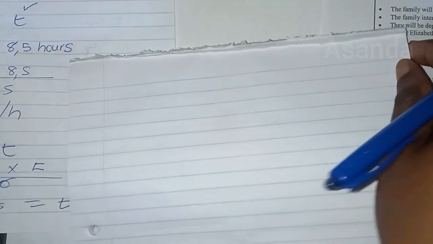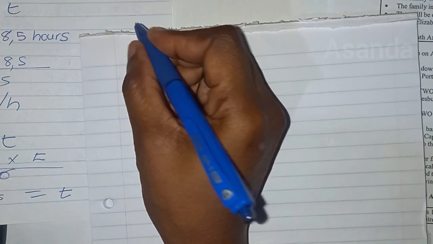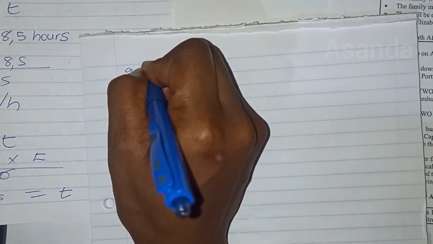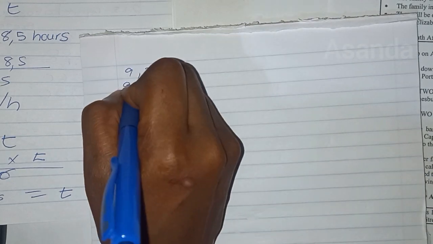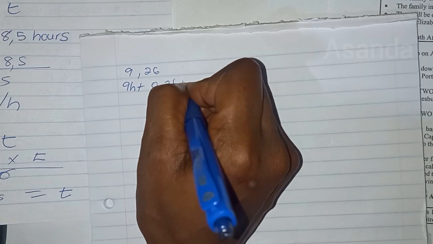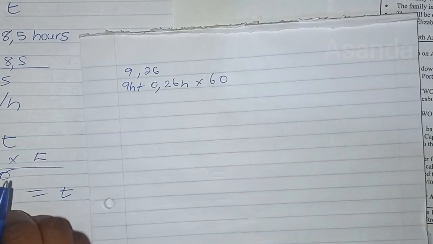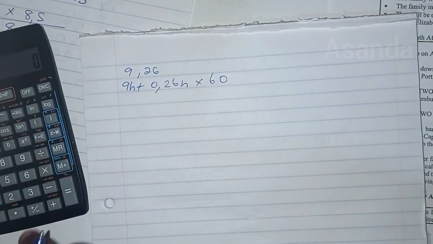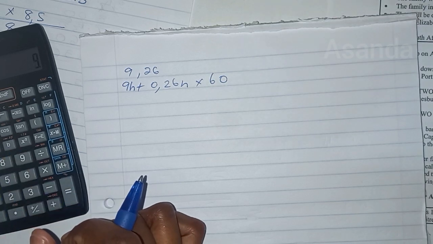So here we're going to say 9.26 hours is 9 full hours plus 0.26 hours. And then we're going to multiply this by 60. Then we're going to get 9 hours.